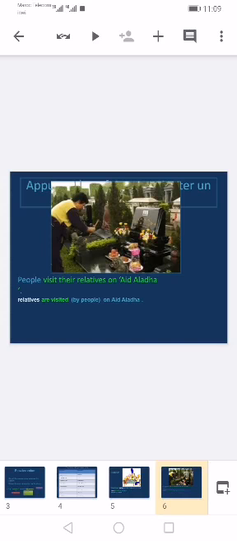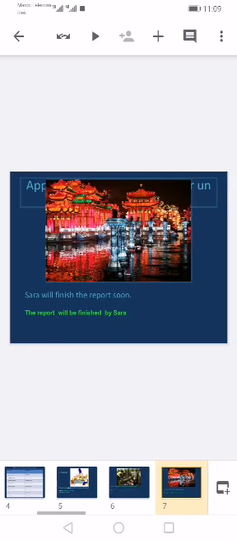A relative is visited. In example number 3, Sarah will finish the report. The direct object is the report, the verb is finish, and the tense is future with will. When we have will, it becomes will be plus past participle. So the report will be finished by Sarah.